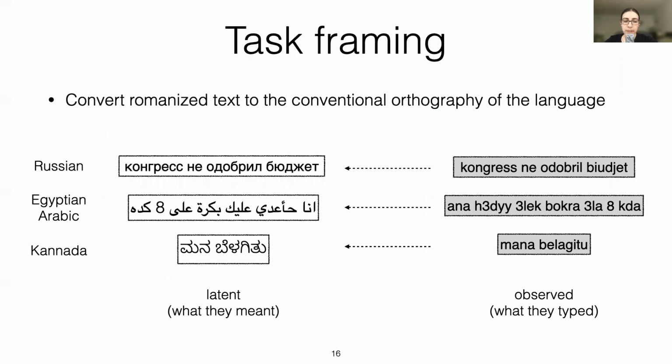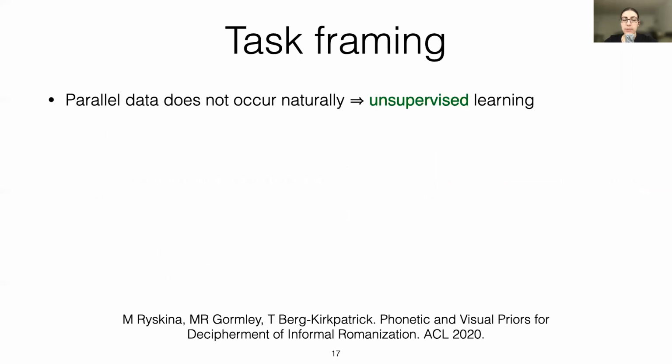So to remind you, the task is to convert informally romanized text into the conventional orthography of the language. We observe the romanized text, or what the user typed, and want to reconstruct what they meant, or the latent native script text. First of all, people resort to informal romanization when typing in the native script is inconvenient for some reason. So there isn't going to be naturally occurring parallel data for this task. People just don't type the same text in the Latin script and then again in the native orthography. So we're going to take an unsupervised approach, which means we will train our models without parallel data.